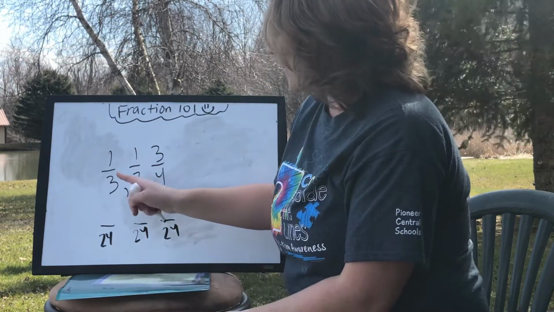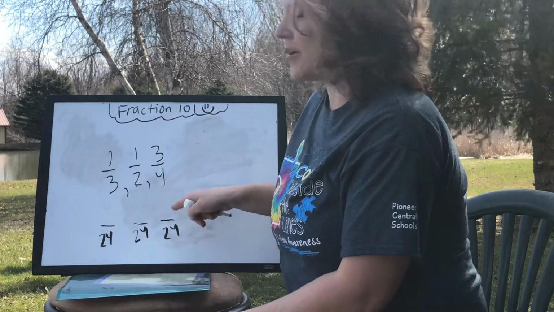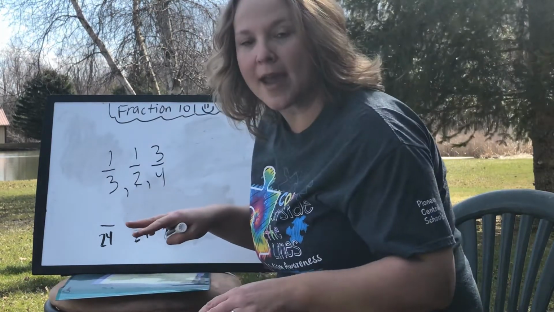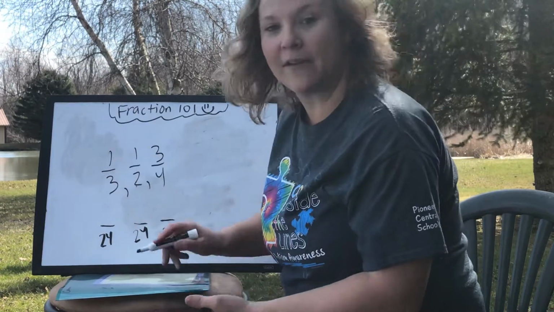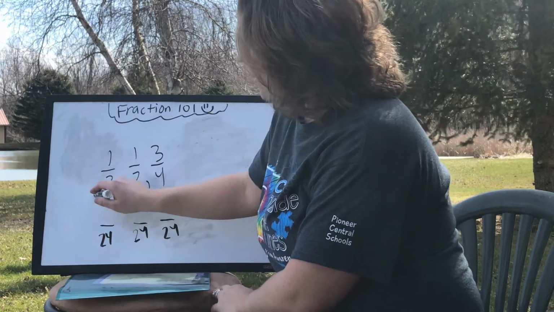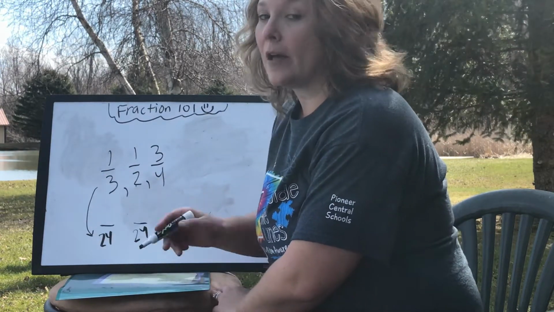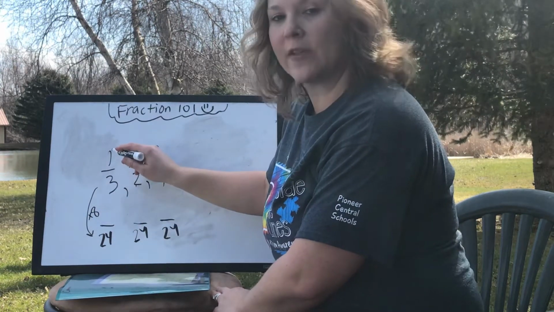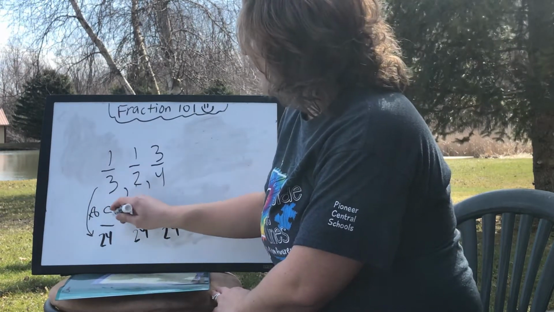By the way, once we change our bottoms, think about our tops. Are our tops going to stay the same? No way. Because whatever you do to the bottom, you have to do to the top and vice versa. Don't forget that. So think about how I would get from a 3 to a 24. Well, it's by multiplying, and it's times 8. The same thing we're going to do to that 1. 1 times 8 is 8.